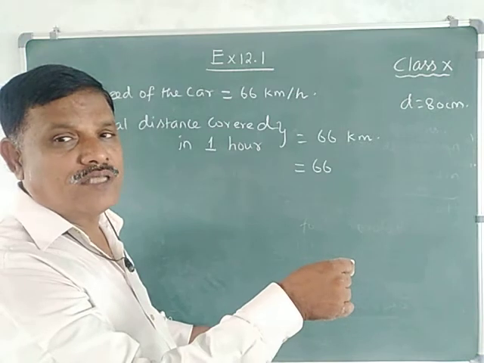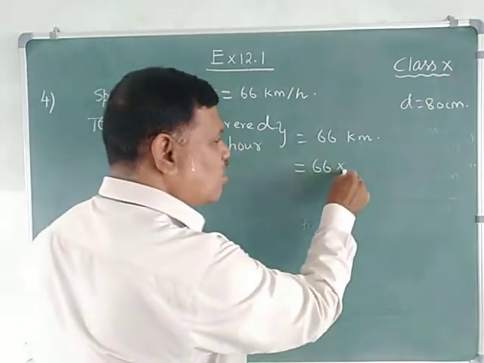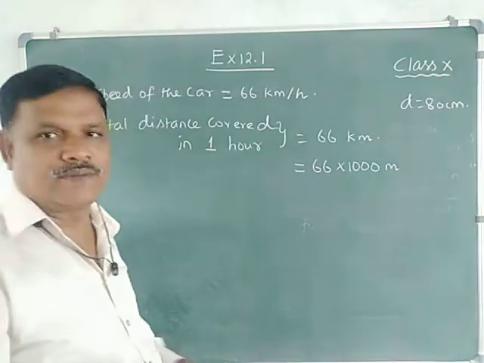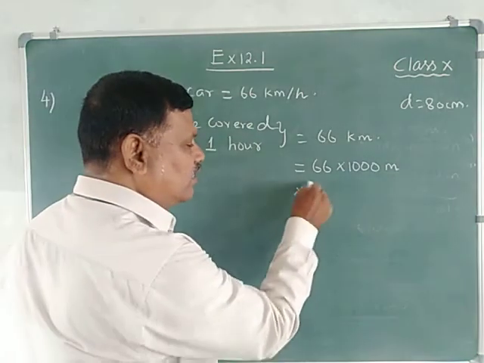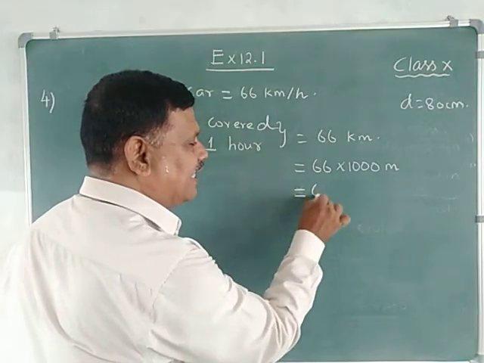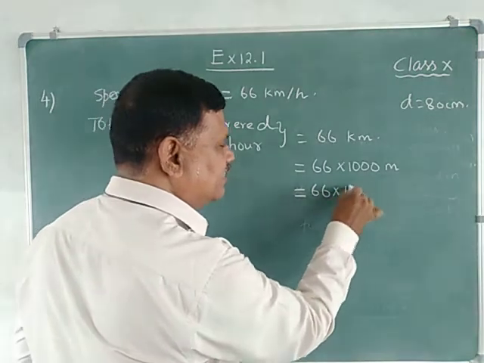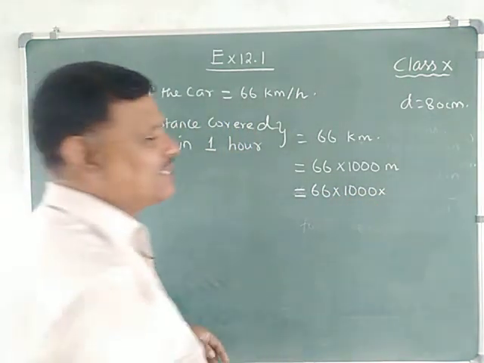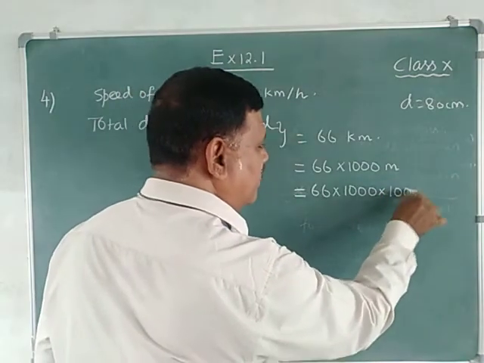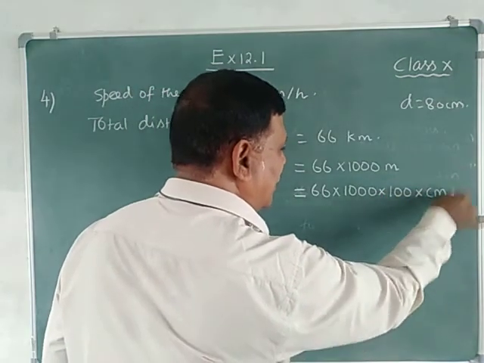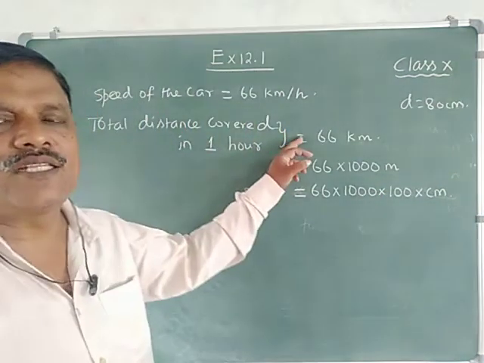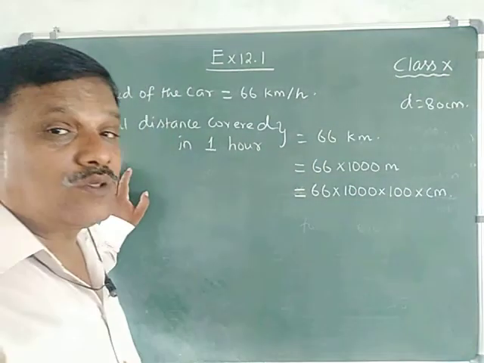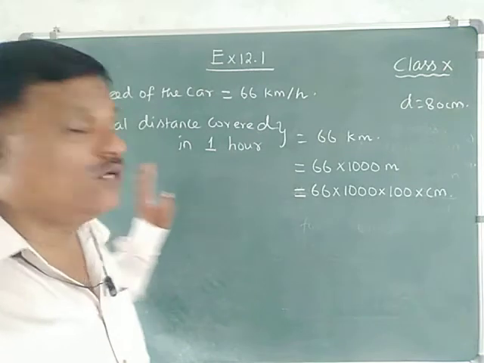1 kilometer is equal to how many meters? 1000 meters. So first we convert into meter. And then we convert into what? Centimeter. How is it done? Tell me. 1 meter is equal to 100 centimeter. So again you have to multiply by 100 and kilometer has been converted into centimeter. Now this is the total distance covered in 1 hour.